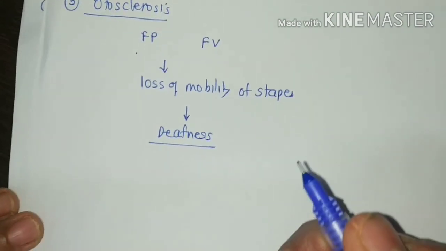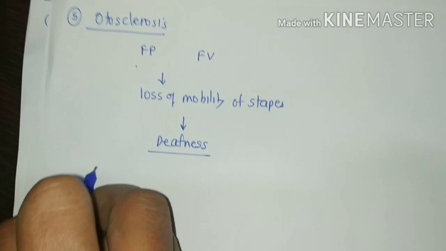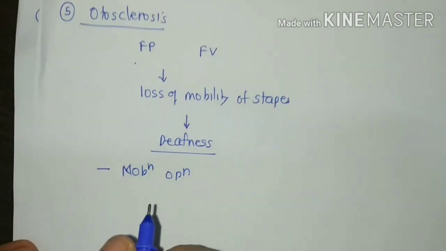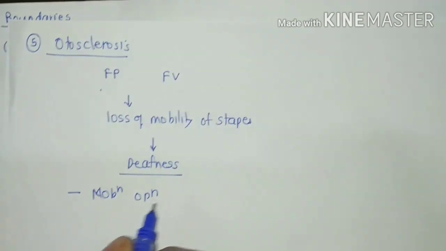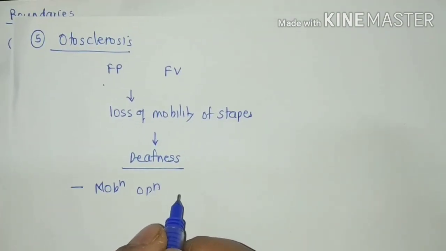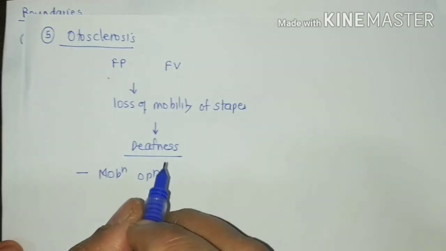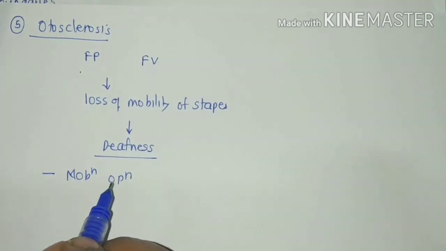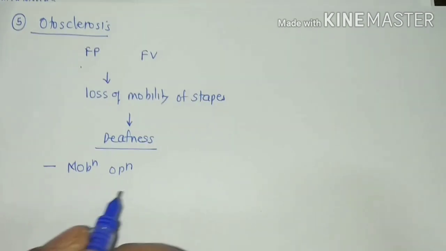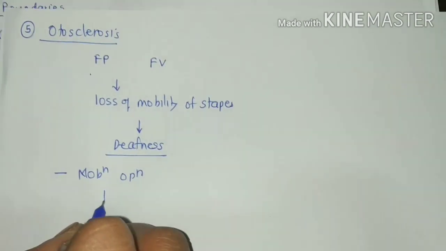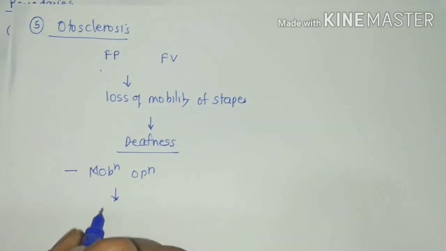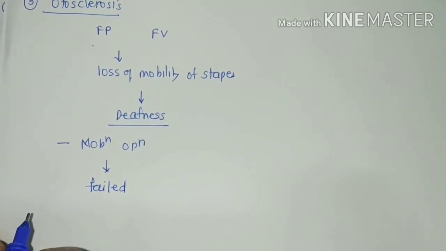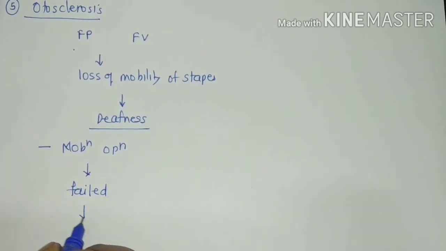If mobility is lost, we will naturally do the mobilization operation. We will first try the mobilization operation. In that, the pathological bone which has formed is chiseled away to re-establish the mobility of the stapes. But if for some reason this mobilization operation fails, then what are we going to do?